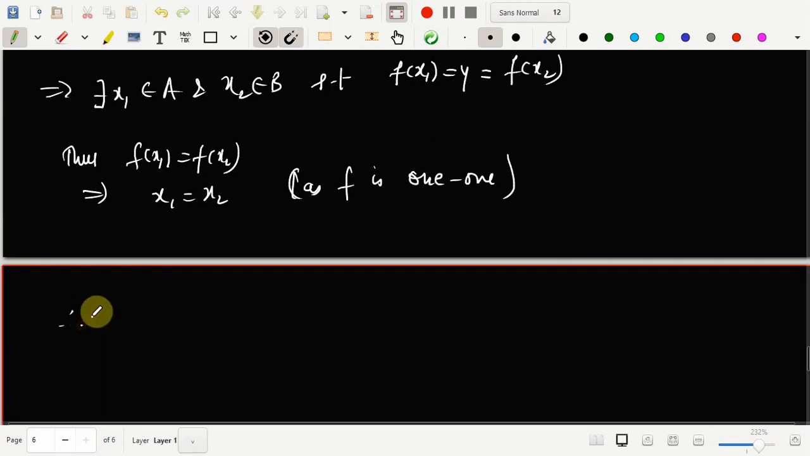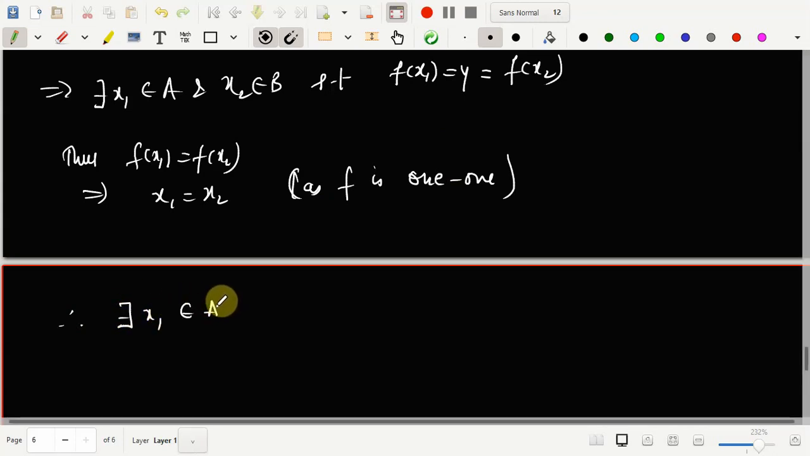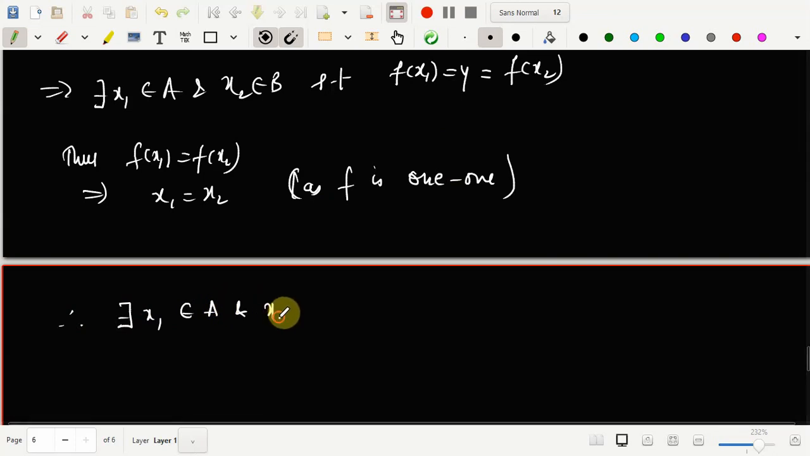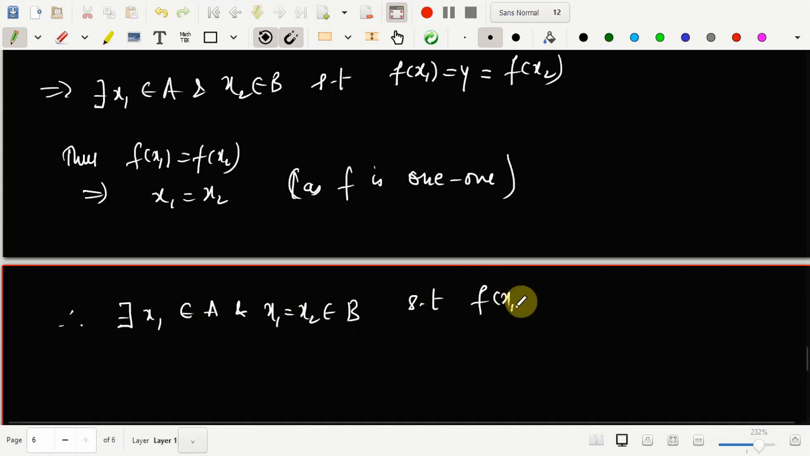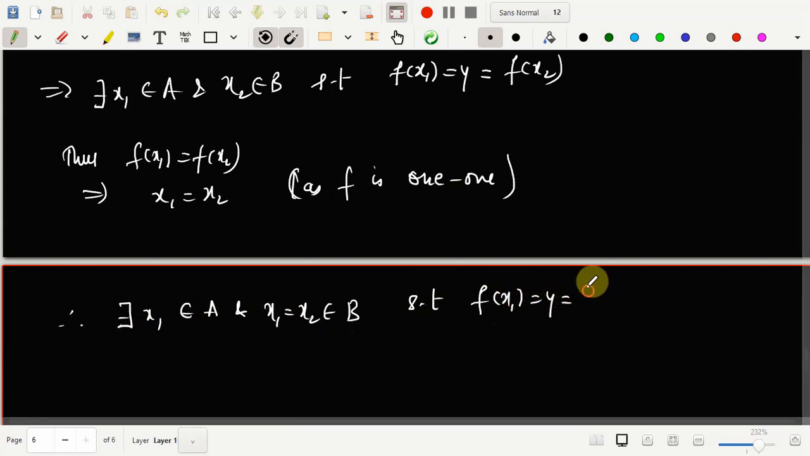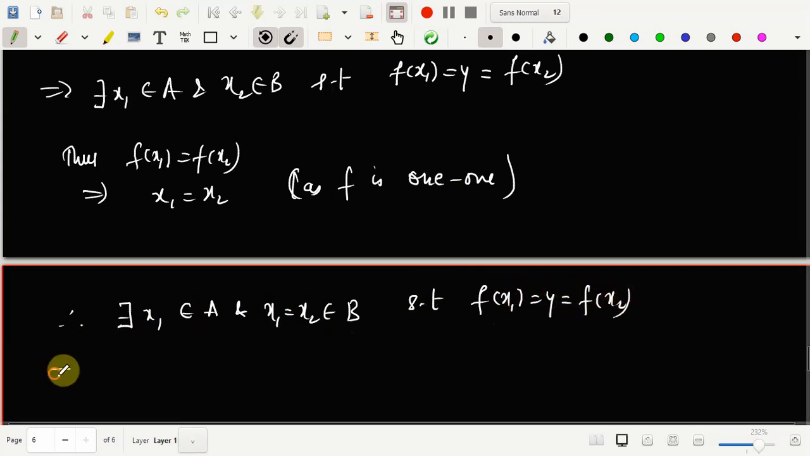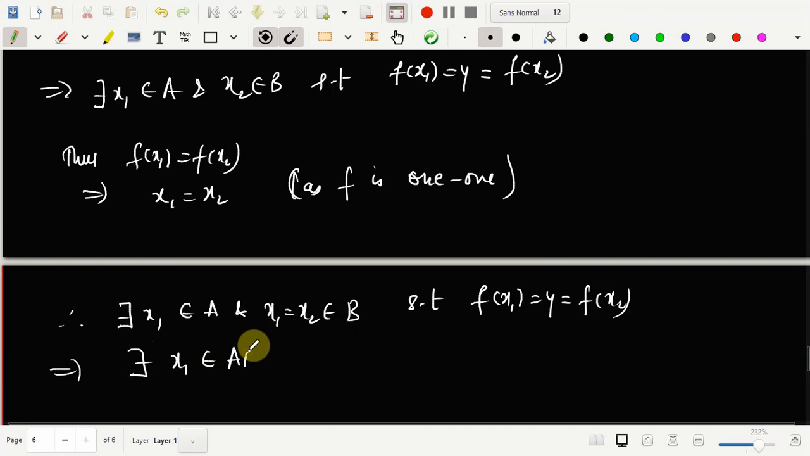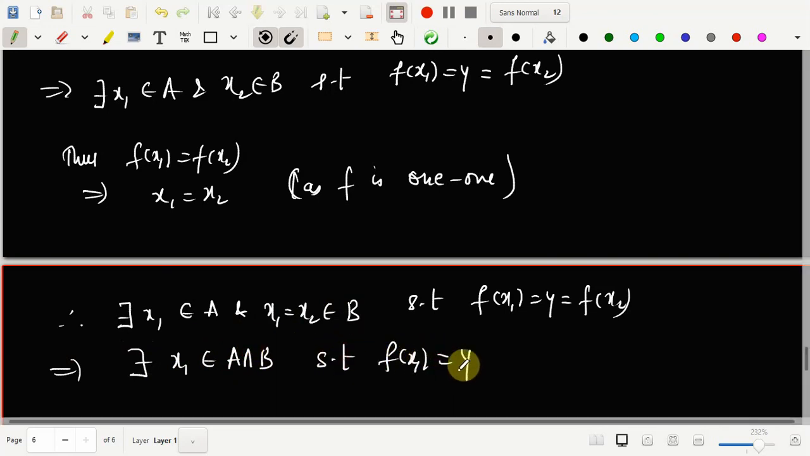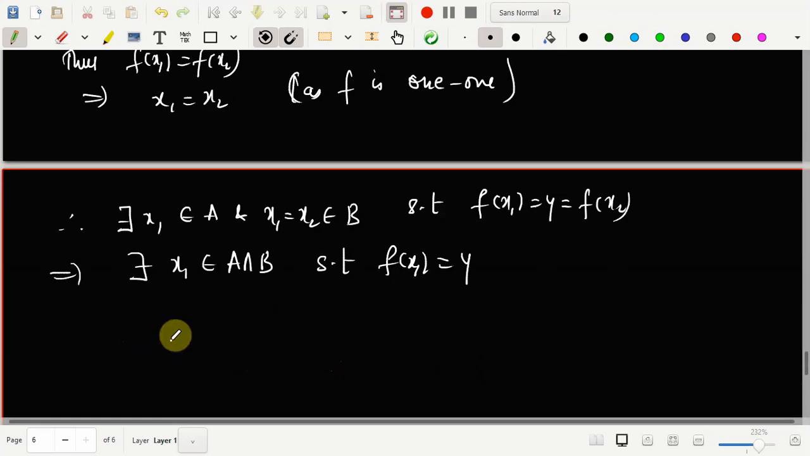So therefore there exists a point x1, and in fact x2, in A as well as in B, because x2 is in B and x1, which is equal to x2, is in B, such that f of x1 is equal to y is equal to f of x2. Which means that there is a point x1, I'll talk only about x1, and x1 belongs to A and B, so that is same as x1 belongs to A intersection B, such that f of x1 is equal to y. So this is how we are trying to deduce to get what we require.